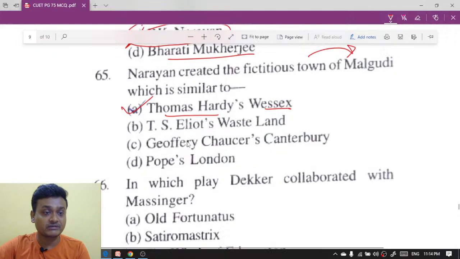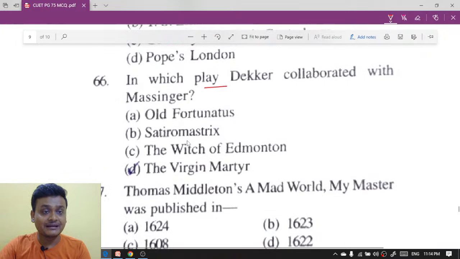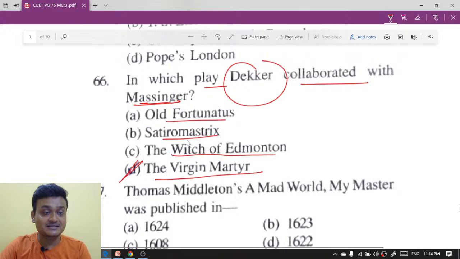Okay. And question number 66 here. In which play did Thomas Dekker collaborate with Philip Massinger? Old Fortunatus, Satiromastix, The Witch of Edmonton, The Virgin Martyr. So it's The Virgin Martyr. Thomas Dekker has collaborated with Philip Massinger and the name of the play is The Virgin Martyr. So here D is the right option.